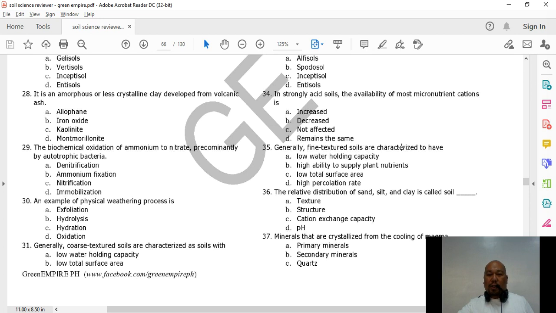Fine textured soils are characterized to have low water holding capacity. No. High ability to supply plant nutrients. Yes. This is different. Letter A is wrong because fine textured soils have a high water holding capacity because of the micropores. High ability to supply plant nutrients is also true because of fine textured soils, going back to weathering.